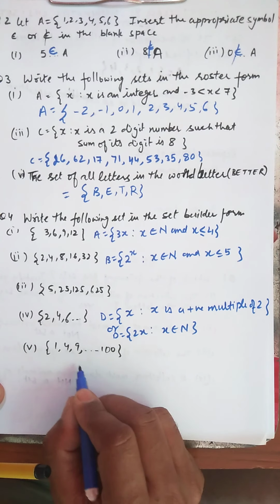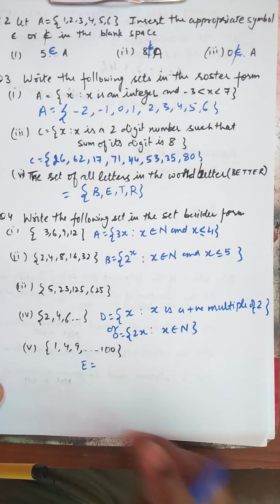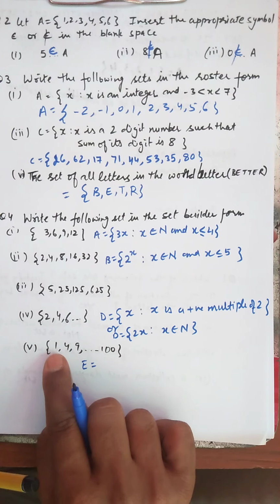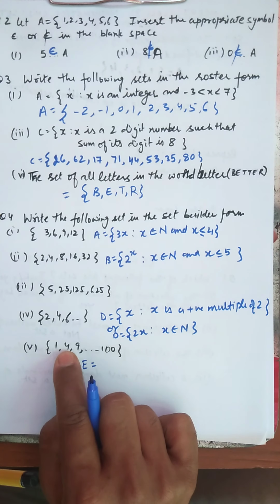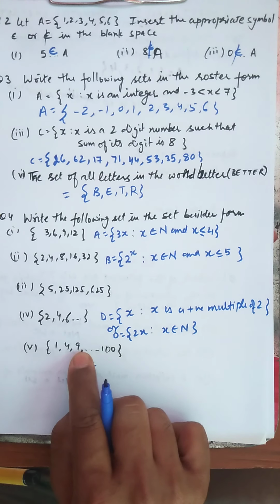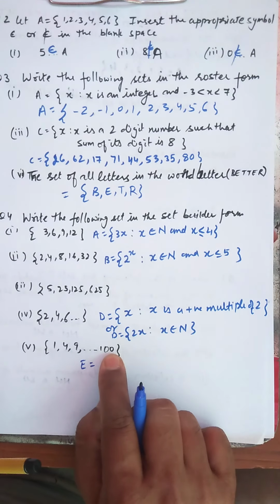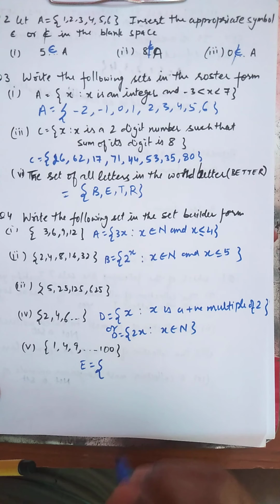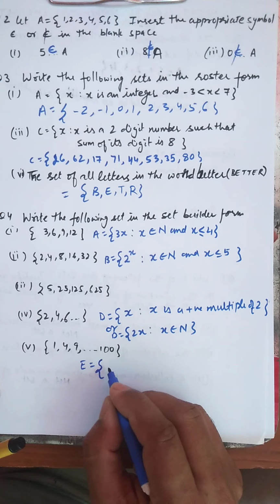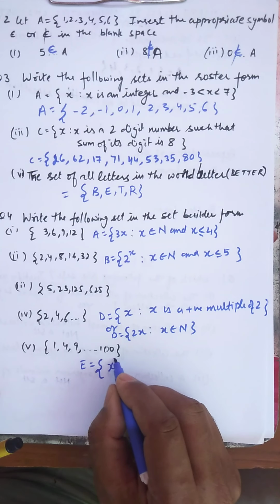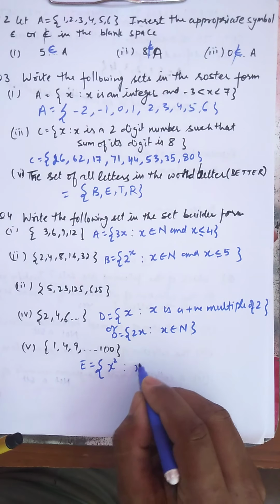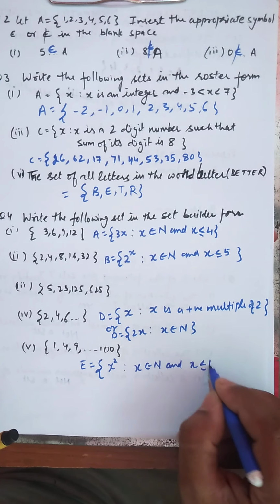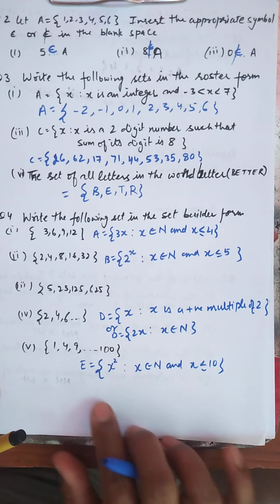Now the last part, you see that elements, you first try to identify which type of elements these are. So this 1 means 1 square, this is 2, 4 means 2 square, this is 3, 9 means 3 square, and this 100 means 10 square. So here the square is fixed, where the base of the number is changing. So I can write this as x^2, where x belongs to N and x less than or equal to 10. So this way I have defined this.